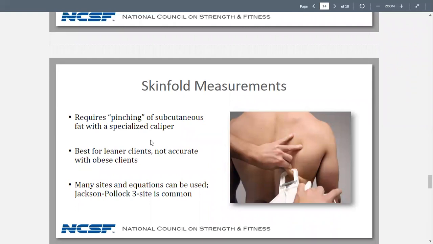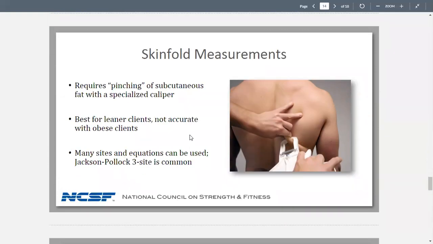For skinfold measurements, you want to have permission from the client. It needs to be in a very professional setting, and this is usually the last option. It requires pinching of subcutaneous fat with a specialized caliper. People who typically get skinfold measurements are bodybuilders. If you're not into bodybuilding, I don't know if you really need them. You can really estimate by pinching it yourself, because you're just looking for millimeters. It's best for leaner clients, not accurate with obese clients.